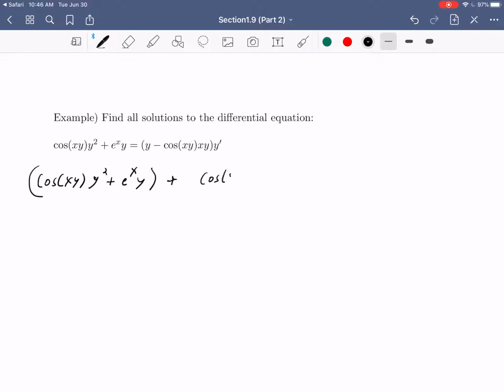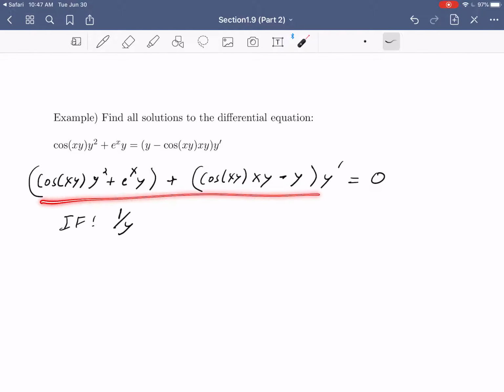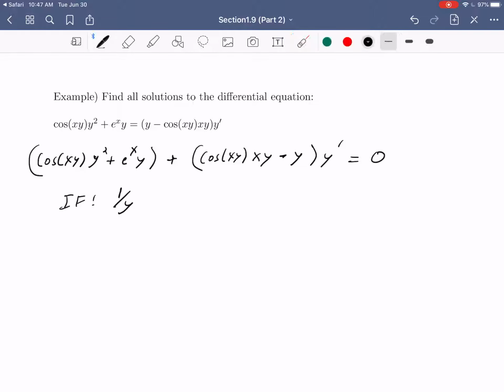Plus cosine xy minus y prime equals 0. We just figured out that the integrating factor is supposed to be 1 over y. So in other words, we're going to divide everything by y. So let's go ahead and do that. We get cosine xy plus e to the x plus cosine xy minus 1 y prime equals 0.